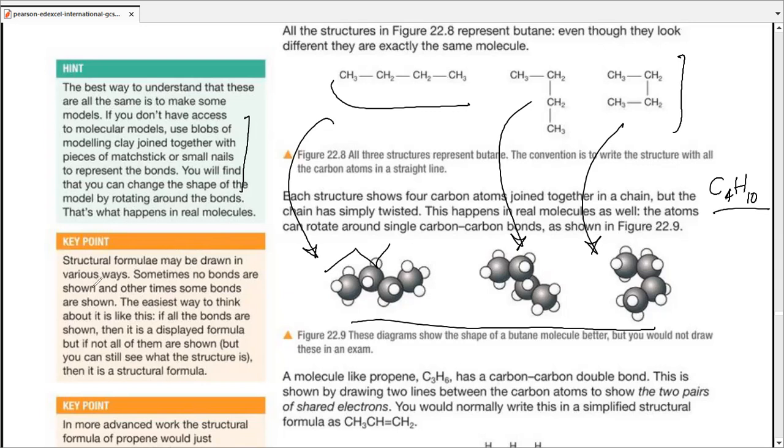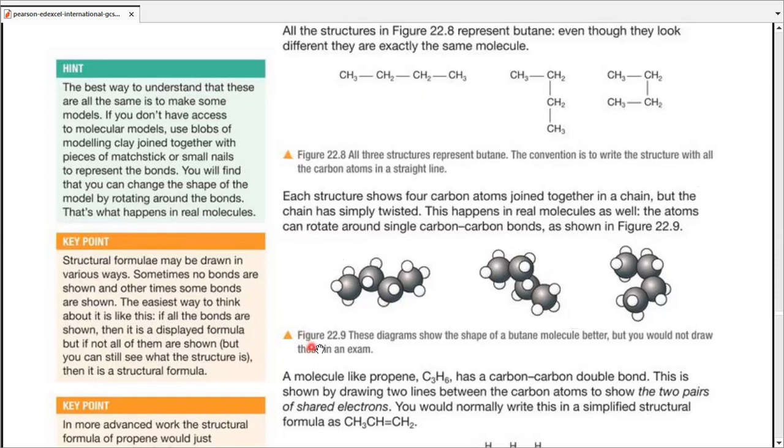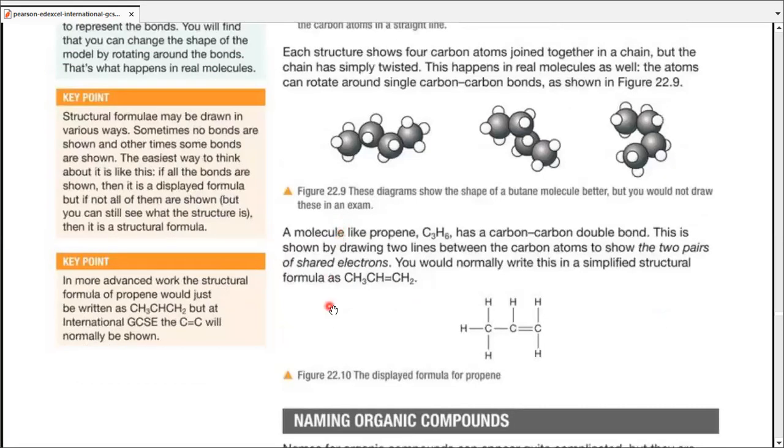Now, the structural formulae may be drawn in various ways. Sometimes no bonds are shown, other times some bonds are shown. The easiest way to think about this is like this. If all the bonds are shown, then it is a displayed formula. And if not all of them are shown, and you can still see what the structure is, then it's a structural formula. If you simply jot down the number of all the atoms, it's a molecular formula. It's not a structural formula anymore. Why? It's not going to help you with how the structure is. Okay, so that's a very good difference between different kinds of structural formulae and the molecular formula.